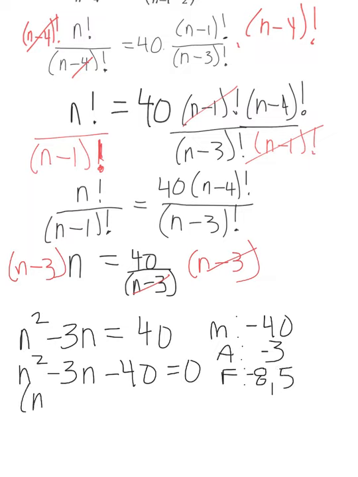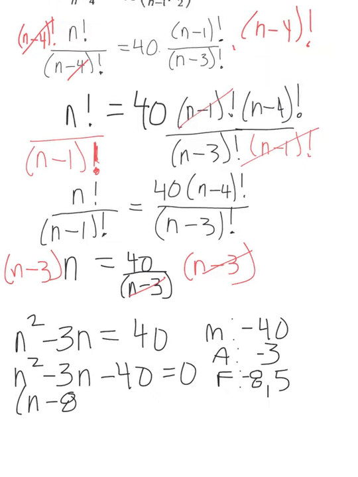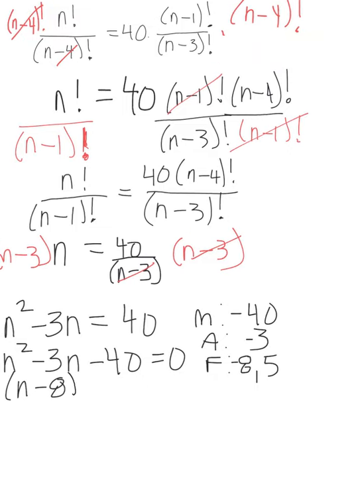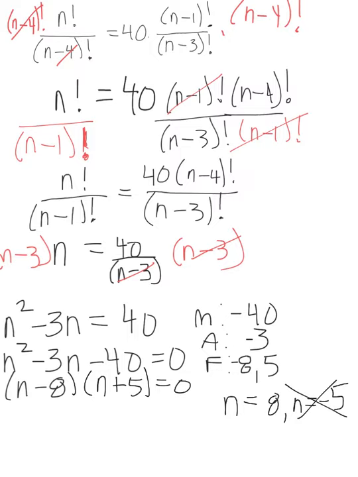So that would give us n minus 8 times n plus 5. And when we set those equal to 0, n will equal 8, comma, n will equal negative 5. I wrote these separate for a reason. Note we're dealing with positive integers here. So n equals negative 5 is not a possibility. Our final answer is n equals 8.